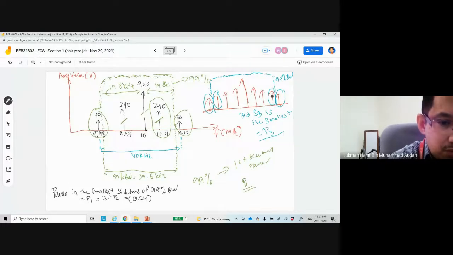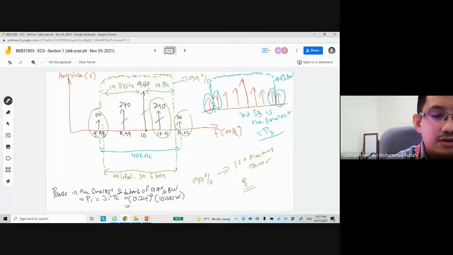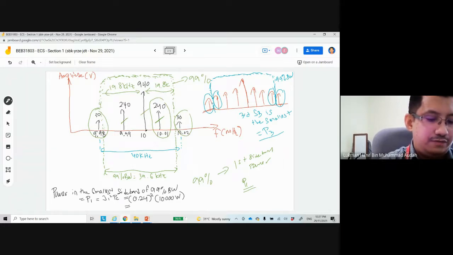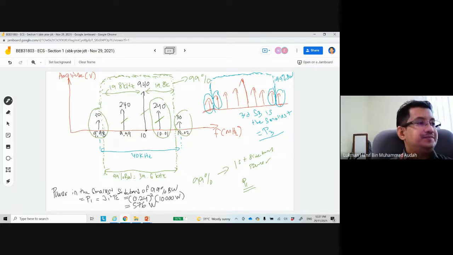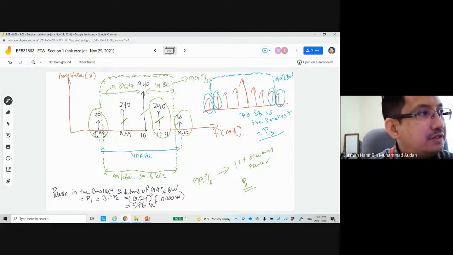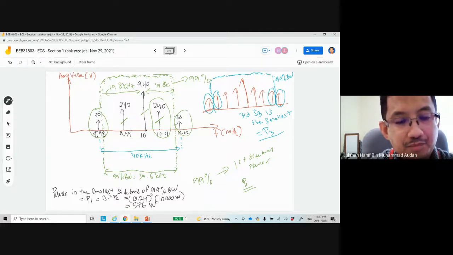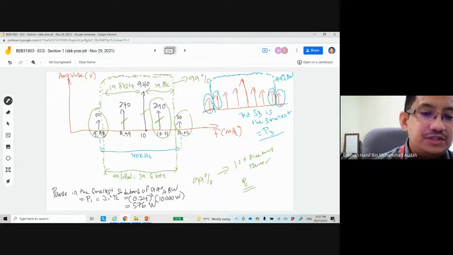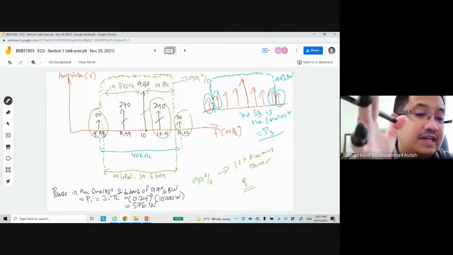0.24 square times PC, which is 10K. Okay, 10,000 watt. So this is how much? So 0.24 square times 10K. So 576 watt. Nampak, 576 watt. So this is the smallest sideband in the 99%.